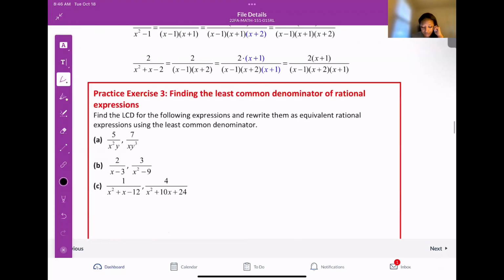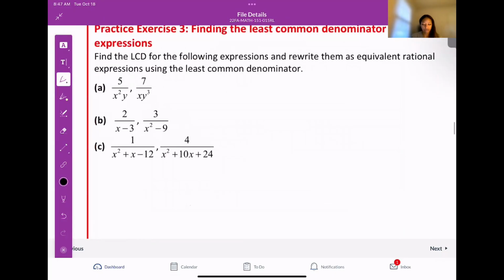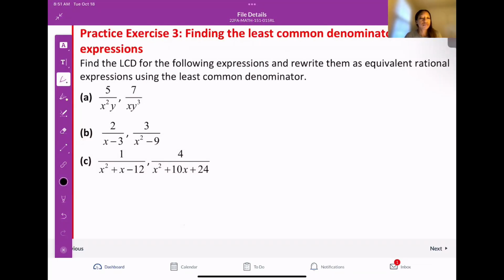All right. Let's jump into doing some of these on our own. Remember, we're being asked to do two things. First, we have to find the least common denominator, and then we have to rewrite each expression as equivalent rational expressions using the least common denominator.